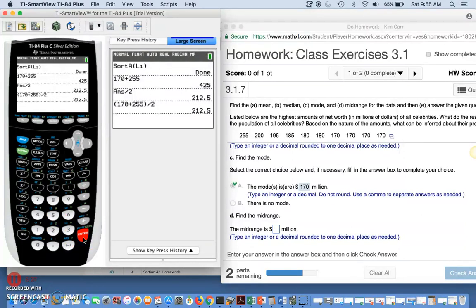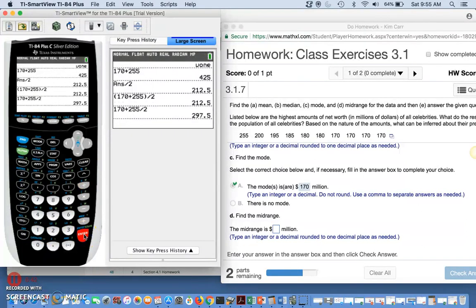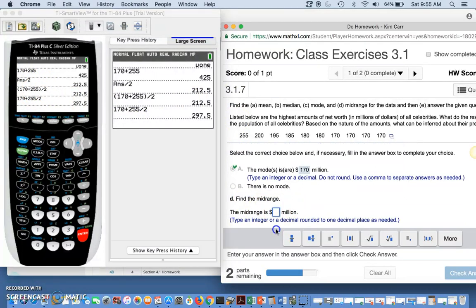Your calculator knows the order of operations. So if I put it in as 170 plus 255 divided by 2, notice I don't get the right answer because it does, my dear Aunt Sally, it did that division before it added. And the formula is to add before you divide. So the correct answer is 212.5.